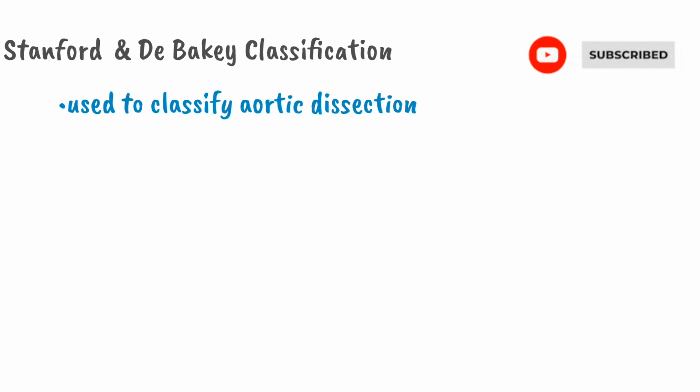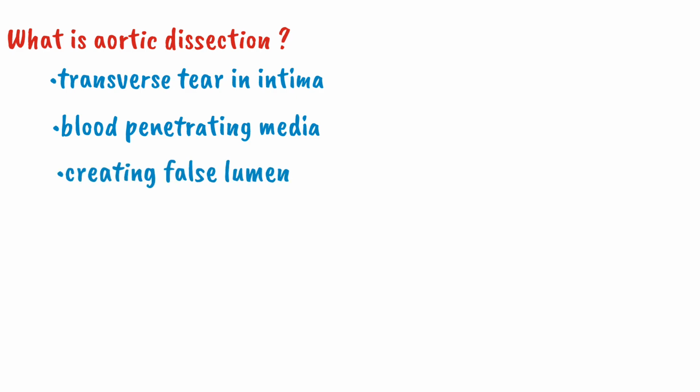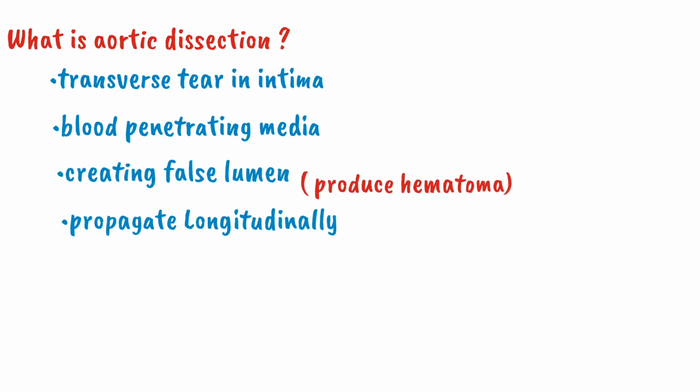Let's discuss the Stanford and the Bakey classification. The Stanford and the Bakey classification is used to classify aortic dissection. What is aortic dissection? The aortic dissection is a transverse tear in the intima of a vessel that results in blood entering the media, creating a false lumen, leading to a hematoma that propagates longitudinally.